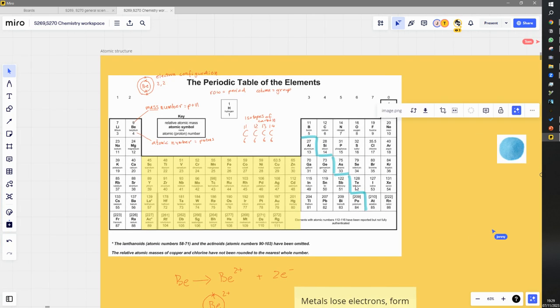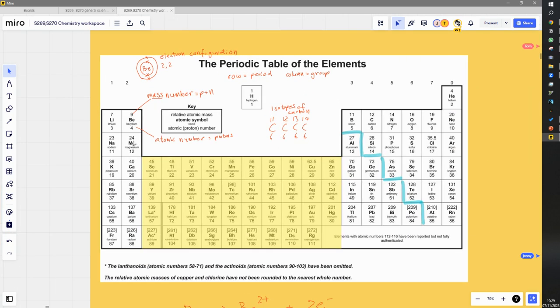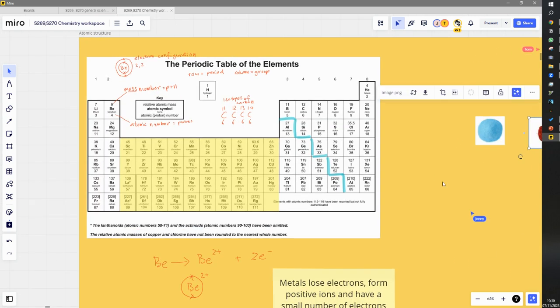So all of these have full outer shells. The other thing, I guess, to include before I wrap up this video is group 1 are the most reactive metals, and group 7 are the most reactive non-metals. And that's because group 1 only need to lose 1 electron, whereas group 7 only need to gain 1 electron. So if it's easier to form the ion, it's going to be very reactive. So yeah, I'll wrap up the video there.